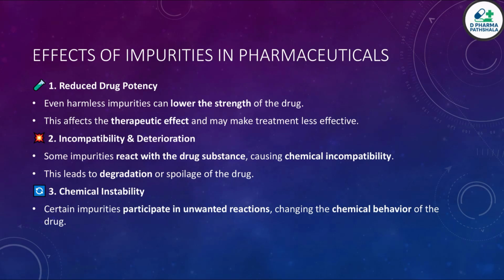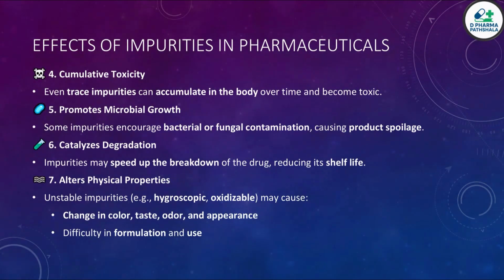Third, certain impurities can interfere in chemical reactions of the drug, changing its behavior and reducing its effectiveness or stability. Fourth, even small amounts of toxic impurities can accumulate in the body over time, causing harmful effects later. This is known as cumulative toxicity. Fifth, some impurities create a favorable environment for microbes, leading to bacterial or fungal growth. This not only spoils the product but also makes it unsafe for use.